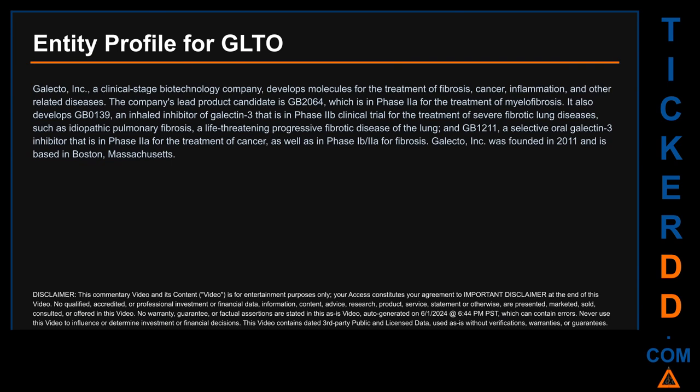Galectin-3 that is in phase 2b clinical trial for the treatment of severe fibrotic lung diseases, such as idiopathic pulmonary fibrosis, a life-threatening progressive fibrotic disease of the lung, and GB1211, a selective oral Galectin-3 inhibitor that is in phase 1A for the treatment of cancer, as well as in phase 1B/2A for fibrosis. GLTO, Inc. was founded in 2011 and is based in Boston, Massachusetts.